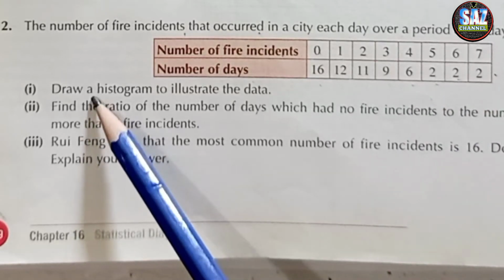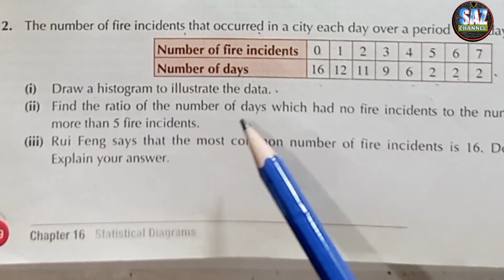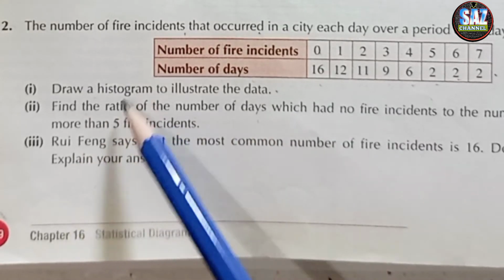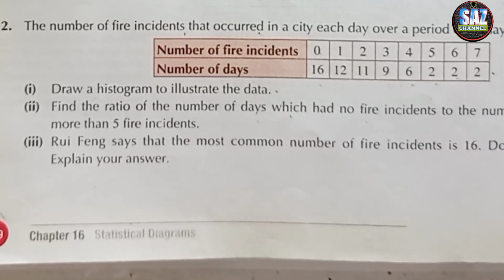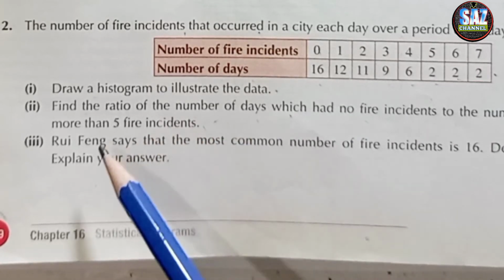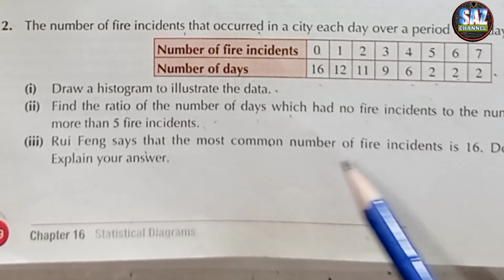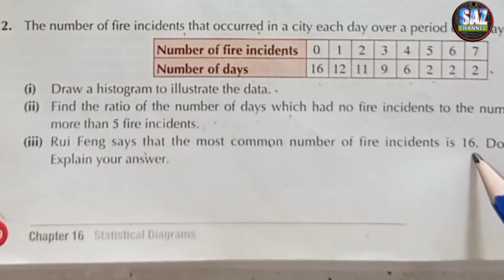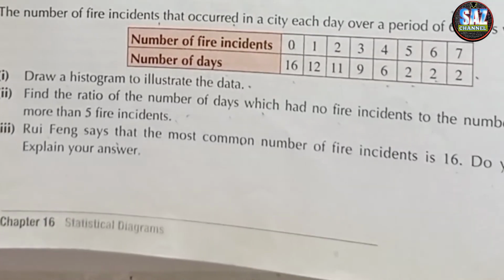The first part says we have to construct the histogram. Then, find the ratio of the number of days which had no fire incident to the number of days which had more than 5 fire incidents. The third part says Reconfirm says that the most common number of incidents is 16. Do you agree with him? Explain your answer.